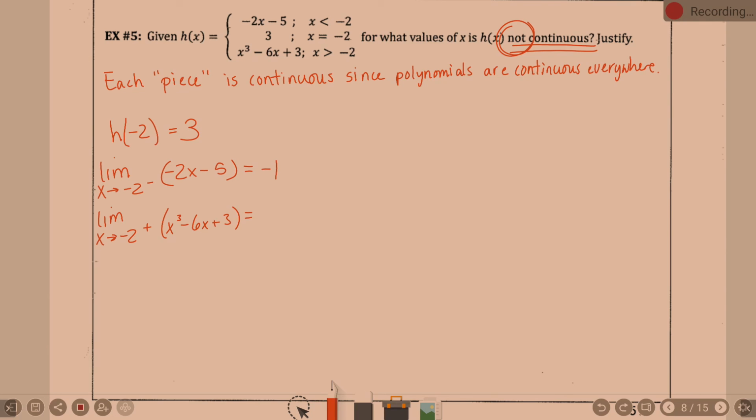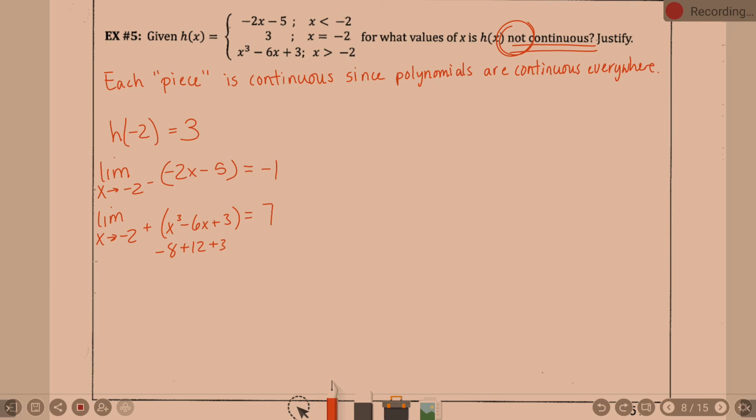Is negative 2 cubed negative? Yes, that's negative 8. Then negative 2 times negative 6 is positive 12, plus 3, which should be 7. I can agree with the 7. It's 7. That is what I got. Took me a minute, but I got it.